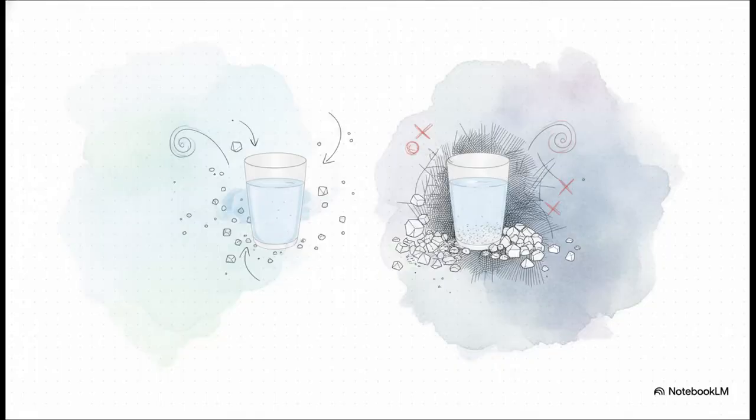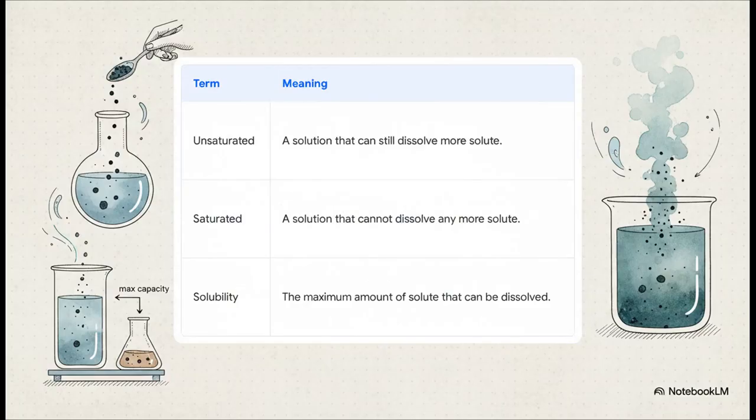And this leads to two important states. On the left, we have an unsaturated solution. See how it's still clear? That means it can still dissolve more stuff. But on the right, that solution is saturated. It's completely full. It's hit its maximum capacity. So let's just lock in those key terms. Unsaturated means there's still room at the inn. Saturated means it's fully booked. And the word we use for that maximum amount that can be dissolved, that's solubility.